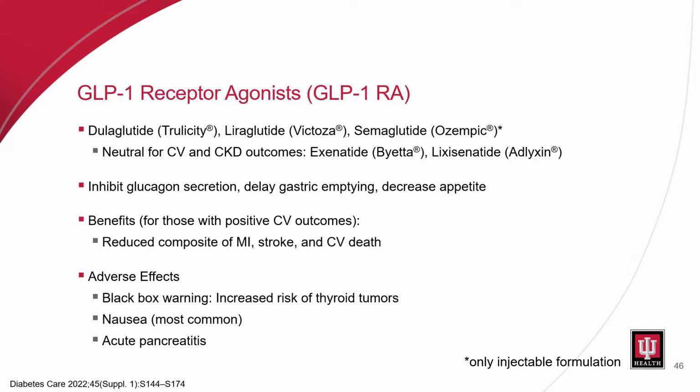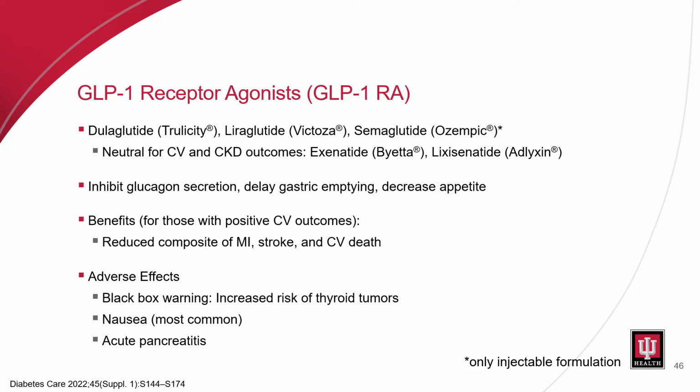These work by potentiating insulin secretion by stimulating beta cell growth and inhibiting beta cell death, which inhibits glucagon secretion, delays gastric emptying, and decreases appetite for patients. One thing to note is this only leads to insulin release in the presence of elevated blood glucose, which leads to much less hypoglycemia risk for these patients, which can be beneficial for many.